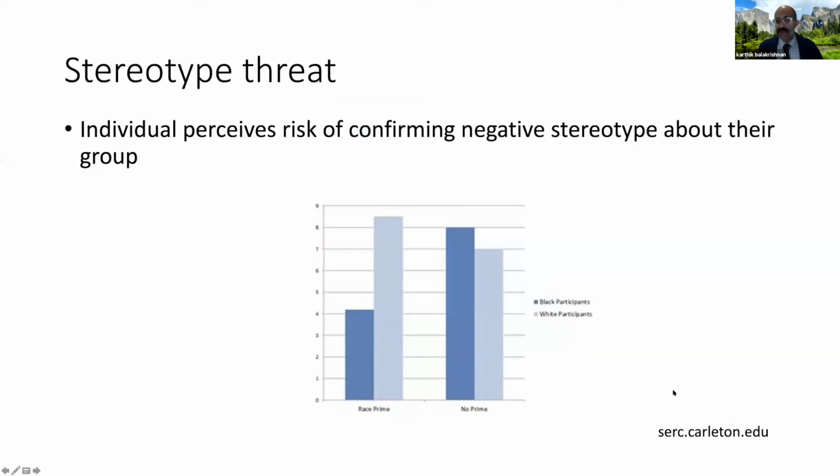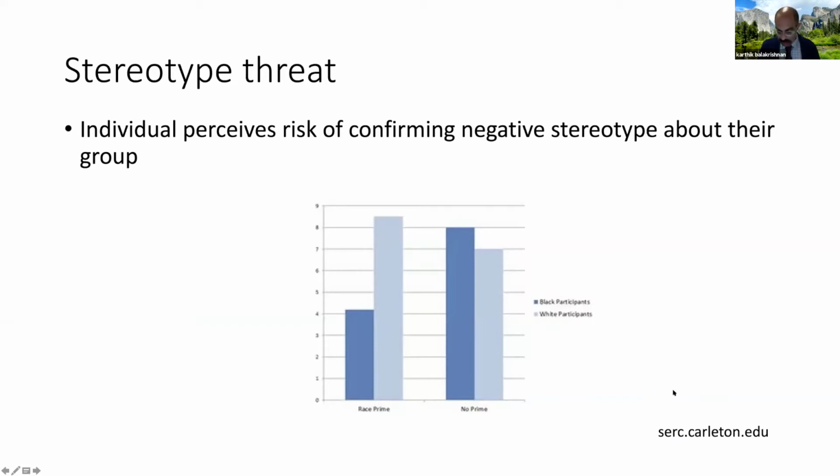And then finally, stereotype threat. Stereotype threat is a really interesting phenomenon where when an individual perceives some risk of confirming a negative stereotype about their group, it actually affects their performance in the world. And so, a really interesting study, you can see some basic data from it shown here, where Black and white children were asked to complete a cognitive task.